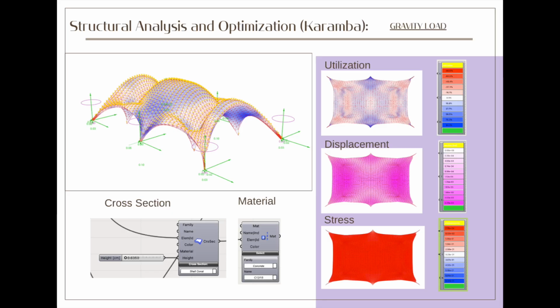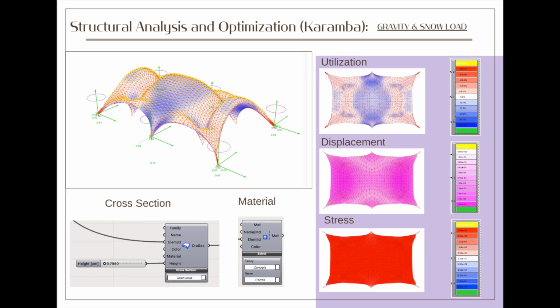Structural analysis and optimization was done using Karamba. This is the data shown for just the gravity load. The load reaction is shown, revealing the direction and amount of force. The cross-section was 0.6 centimeters, with the material being concrete. The utilization was shown at 80.6%, revealing displacement and stress data.